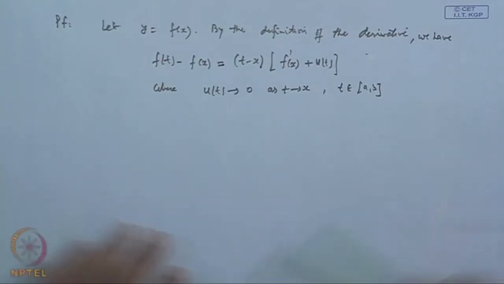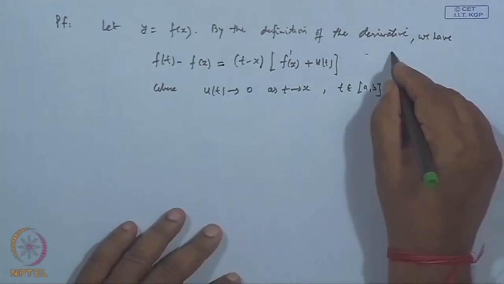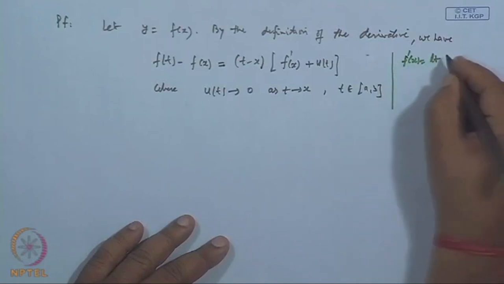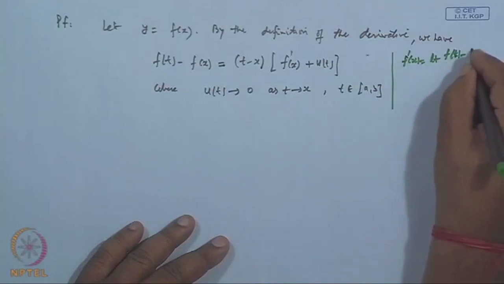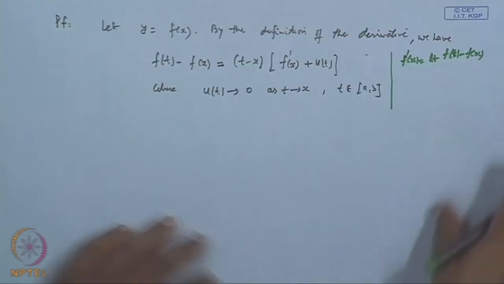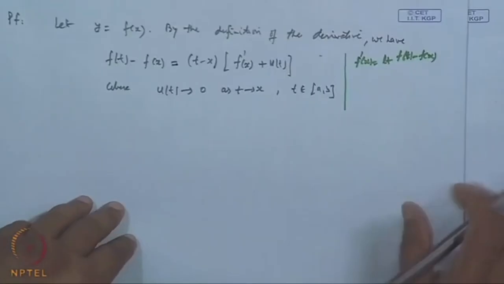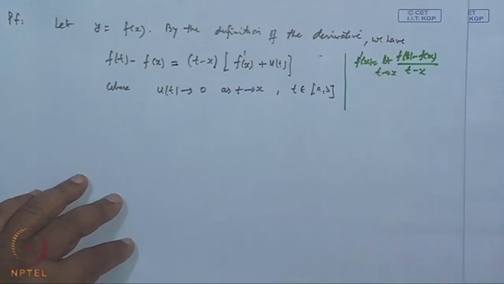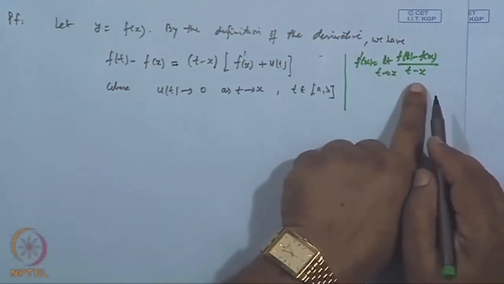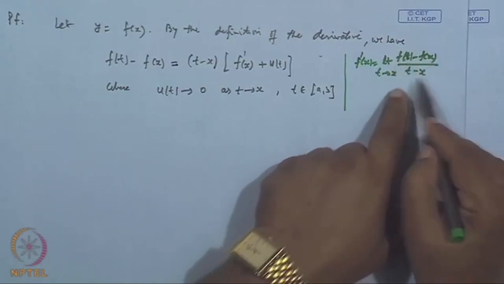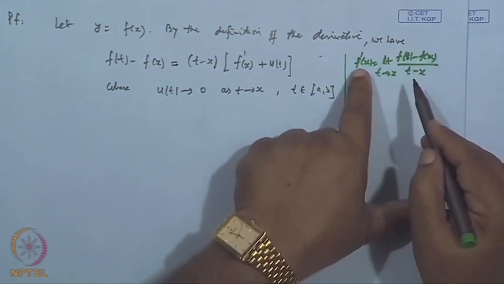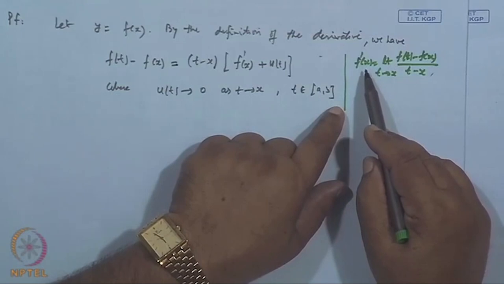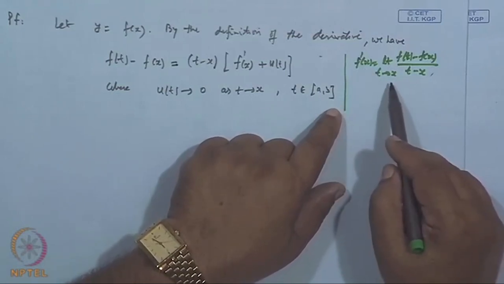When we say the function is differentiable, the meaning is that f prime of x exists. It means it is the limit of f of t minus f of x divided by t minus x when t tends to x, is it not? So when t is approaching x, the limit of this ratio exists and we denote it by f prime of x. It means the difference between this ratio and f prime is very small when t is sufficiently close to x.